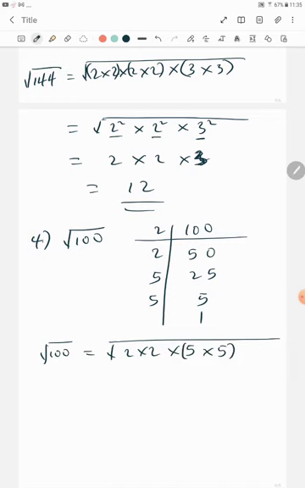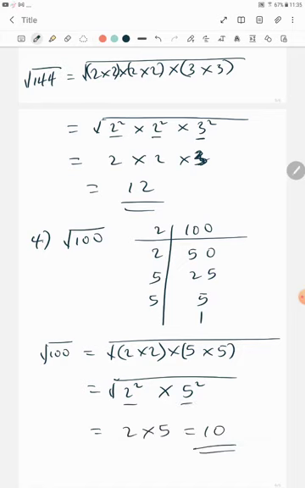So it must be in 2. It must be in 2 like that. And that will be, okay, root 2 raised to the power of 2 times 5 square. So the root here will remove the square, and then I will be having 2 times 5. That will be 2 times 5, and that is 10. So 10 is the square root of 100.